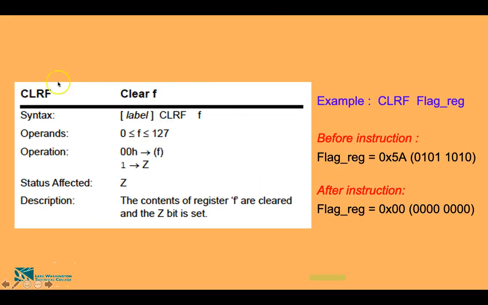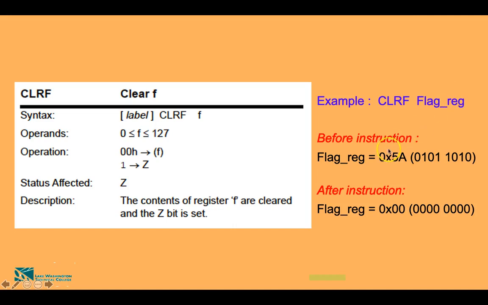Now next we have CLRF, clear F. Clear F we have used in the example program, and it's pretty straightforward. It will clear whatever is there in the file register, and in this case the Z status flag is affected: the contents of the register F are cleared, and the Z bit is set. Okay, so we have an example here. CLRF flag underscore reg, where flag underscore reg is my file register. This is the new name I've given to my file register.